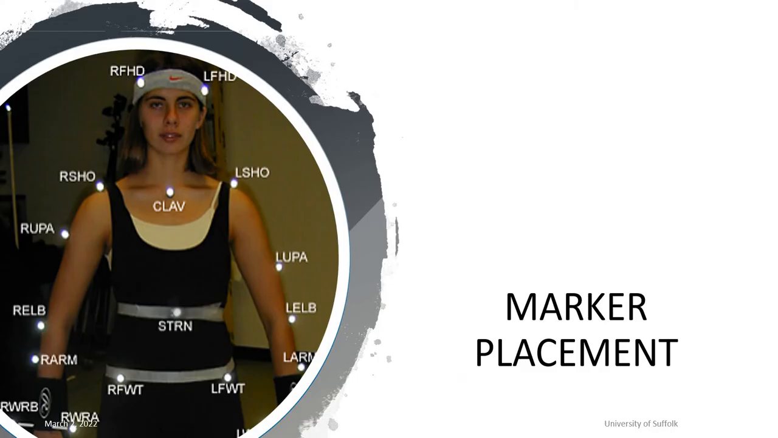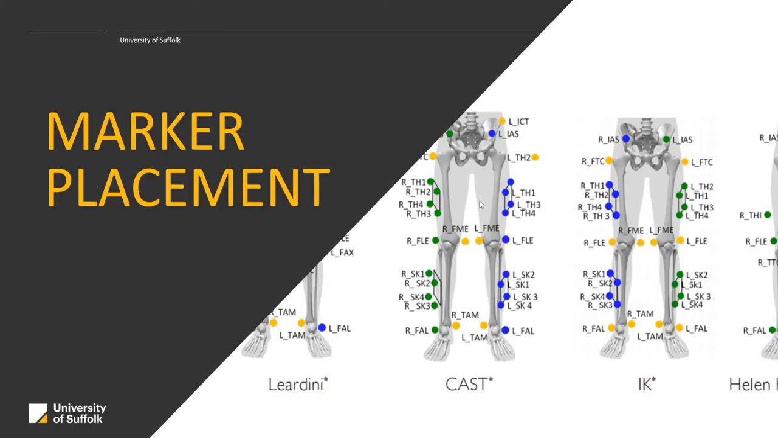Here we have someone wearing their markers, using this marker set. These are examples of a few different marker sets. They even have names. That's how cool we are in biomechanics. This is one of the most common, the CAST marker system, or actually part of the CAST marker system. I think about it, we haven't got any foot markers, but anyway, I digress.